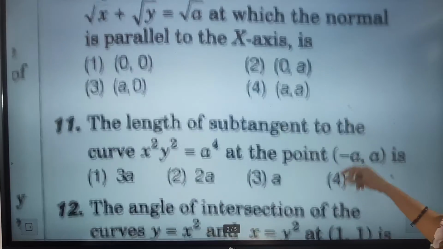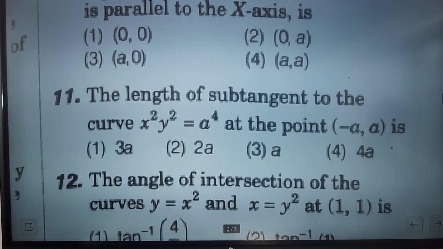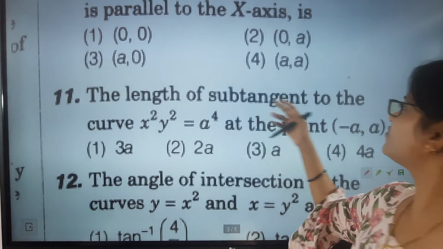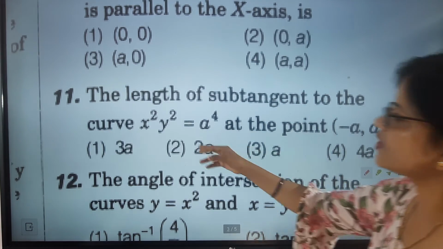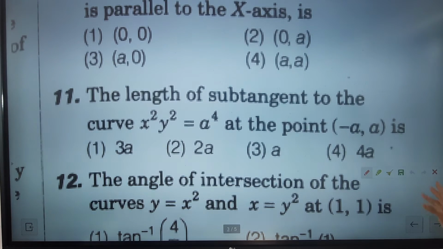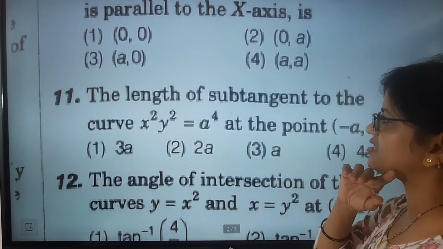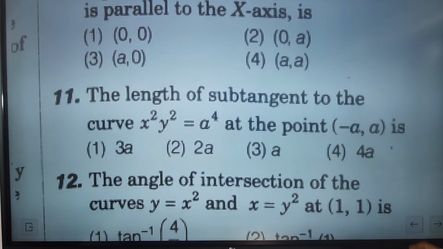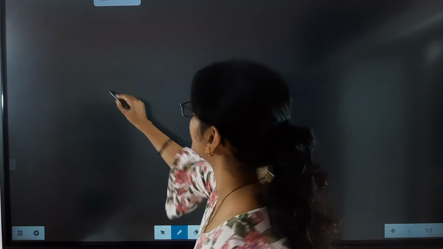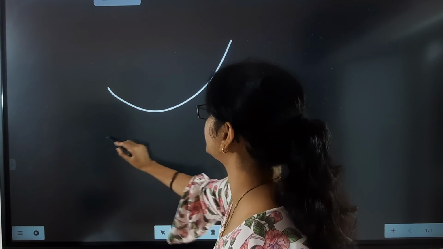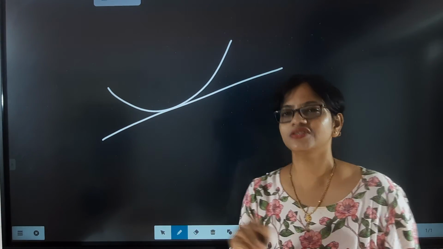Now the third question is on the tangent. Here we are talking about the length of the subtangent to this curve. Super. So x square y square equal to a to the power 4 is the equation of the curve given to you, and the point on the curve which is exactly touching the tangent is (minus a, a). So let's play with this. I think this question will be very interesting to solve. One curve equation is given to you, along with this tangent, but they are asking for the length of the subtangent.